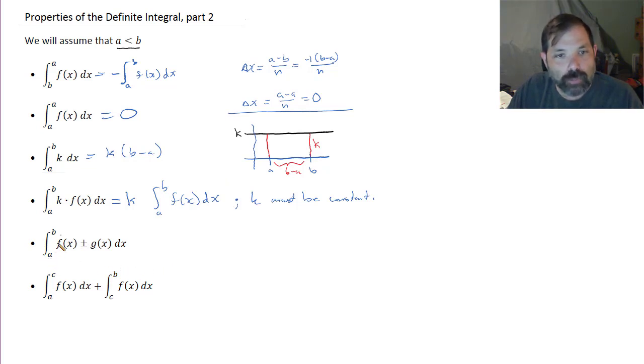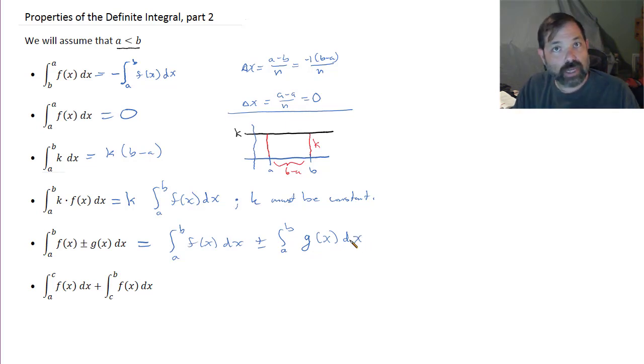If we have the integral from a to b of a sum or difference of functions, we can break it up term-wise. That's a legal move. So this is the same as writing the integral from a to b of f of x dx plus, or minus, depending on what we were given, the integral from a to b of g of x dx. So if we have an integral that has multiple terms, we are allowed to break up the integral into multiple terms.